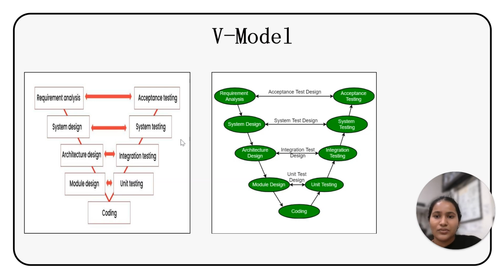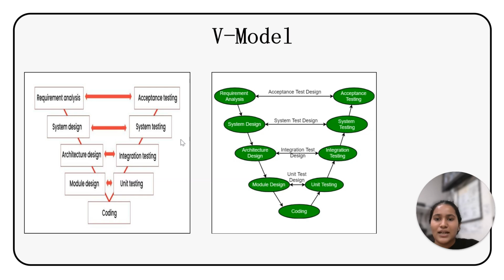Then comes the user acceptance testing, UAT. UAT is performed in a user environment that resembles the production environment. User acceptance testing verifies that the delivered system meets the user requirements and the system is ready for use in the real world. Now, let us discuss the advantages and disadvantages of the V model.